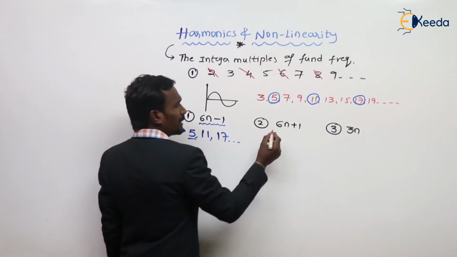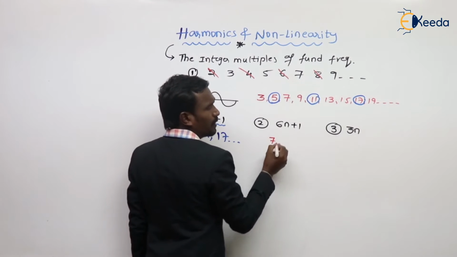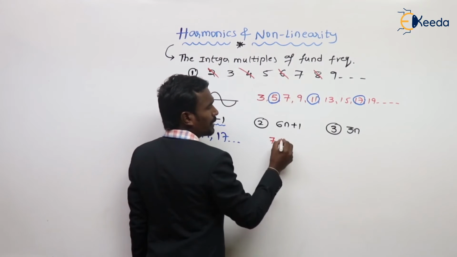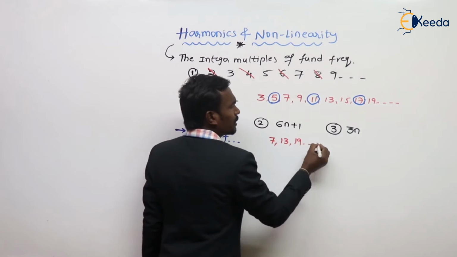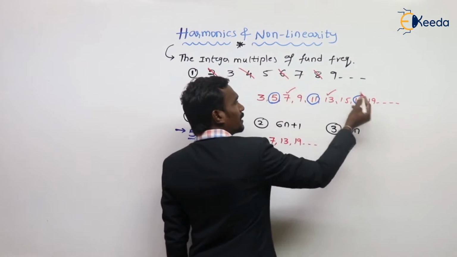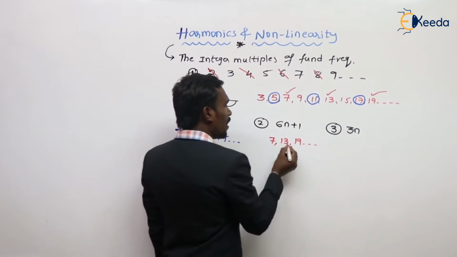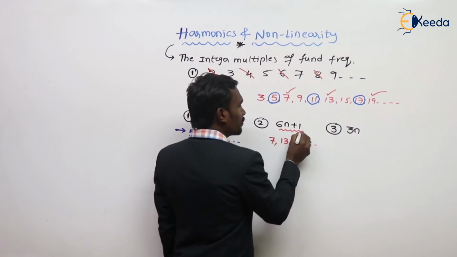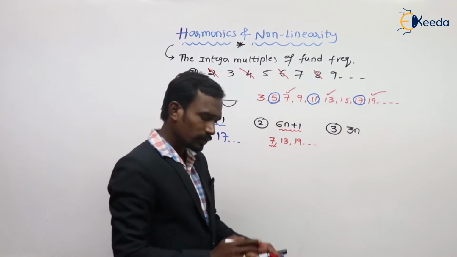And what about 6n+1? 6 into 1 is 6, 6 plus 1 is 7. 6 into 2 is 12, 12 plus 1 is 13, and 19, and so on. Nothing but 7, 13, 19, and so on. These are called 6n+1 group harmonics, or seventh group harmonics.